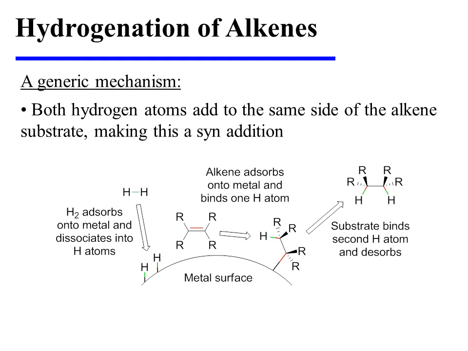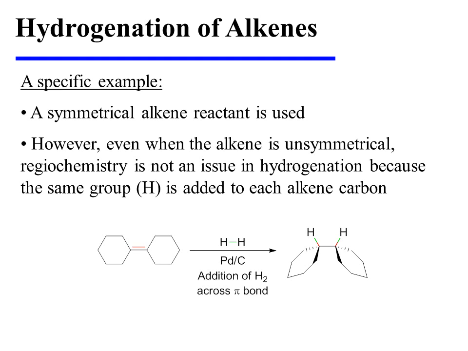It's very important to note that during this process, both hydrogen atoms add to the same side of the alkene substrate, which makes this a syn addition. In this specific example, a symmetrical alkene reactant is used. However, even when the alkene is unsymmetrical, regiochemistry is not an issue in hydrogenation because the same group is added to each alkene carbon. In this reaction, the alkene pi bond is reduced and the net result is an alkane product.